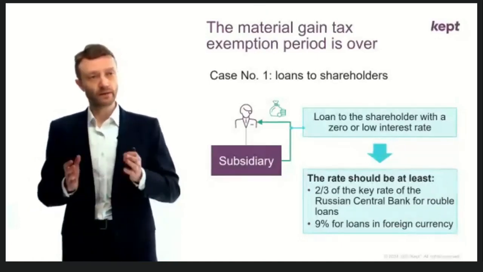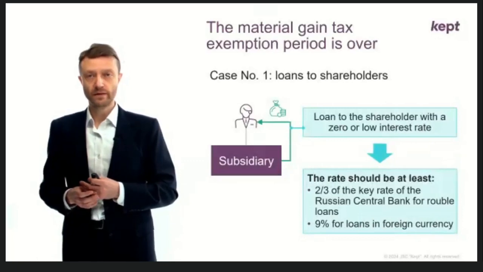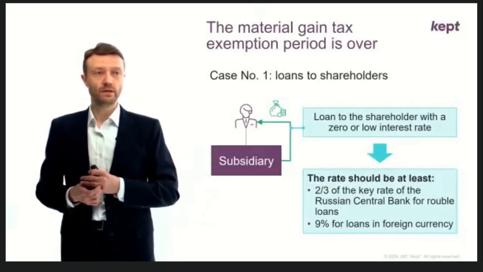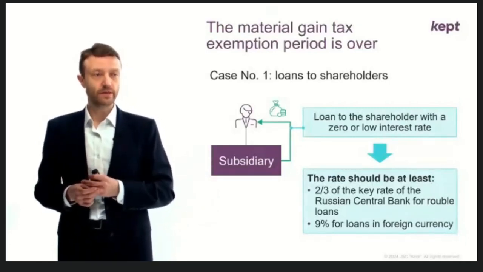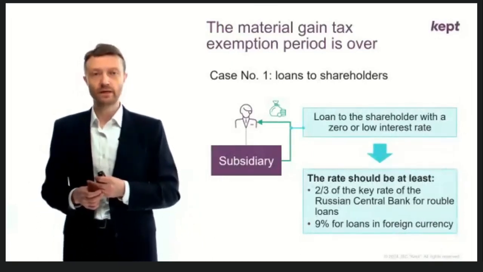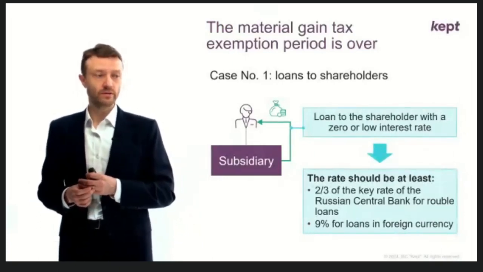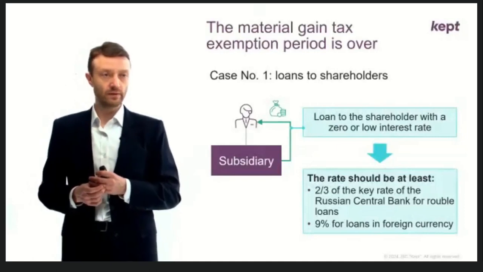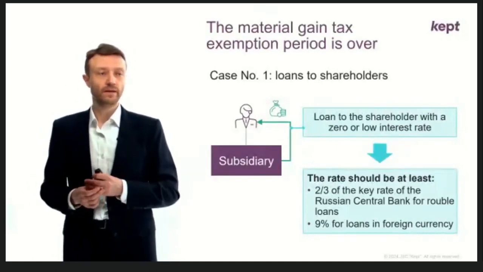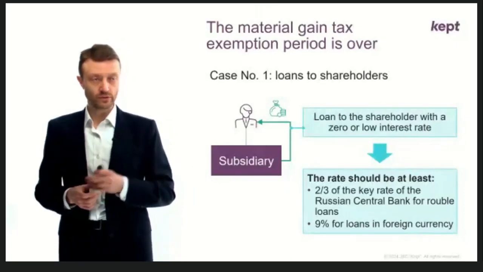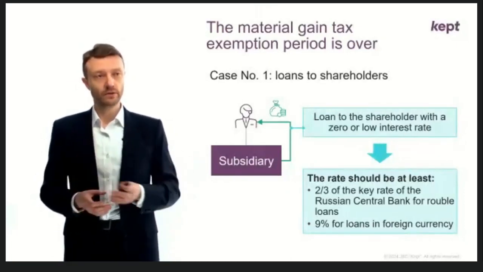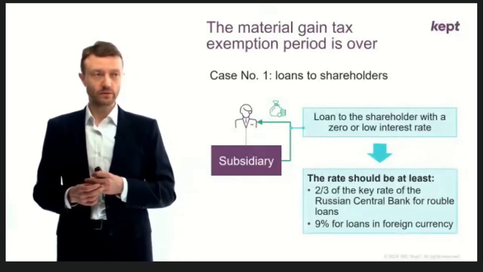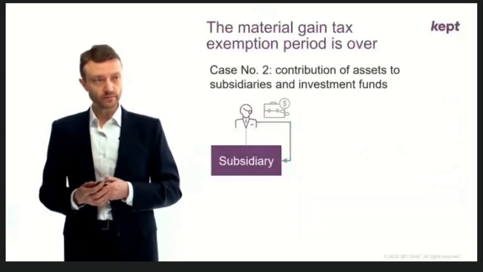And last year and a couple of years before, the exemption allowed interest-free loans to shareholders because no material gain was applicable. But starting this year, such structures need to be taken care of, and at least 2/3 of the key rate established by the Russian central bank for ruble loans should be used, or 9% for foreign currency loans. If not, then the difference is going to be subject to personal income tax. So this is one instance.